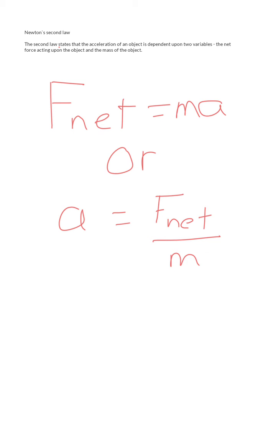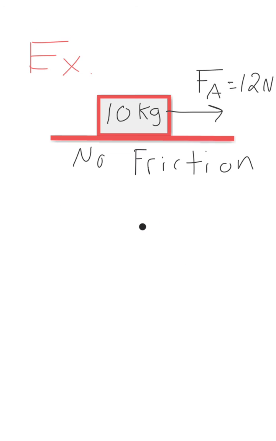Now F net stands for the net force affecting the object's acceleration. So it's only the forces that are affecting the object's acceleration, nothing else. So I have an example of that.